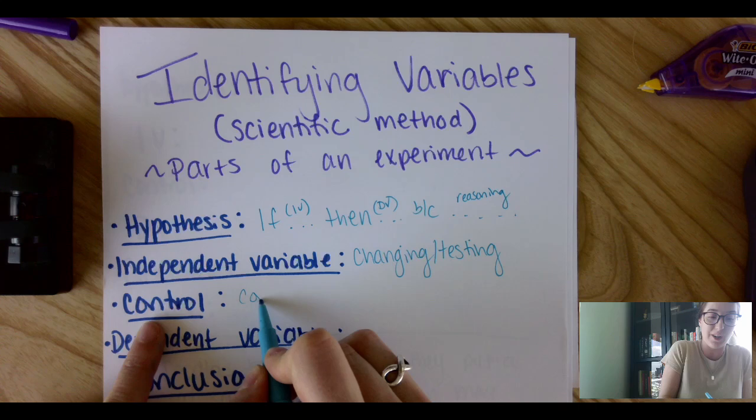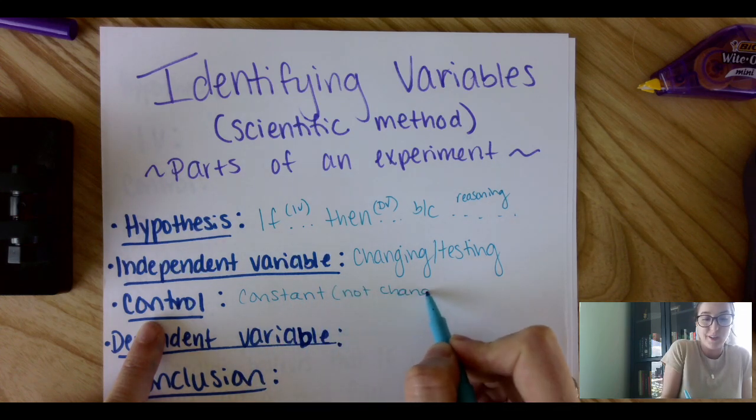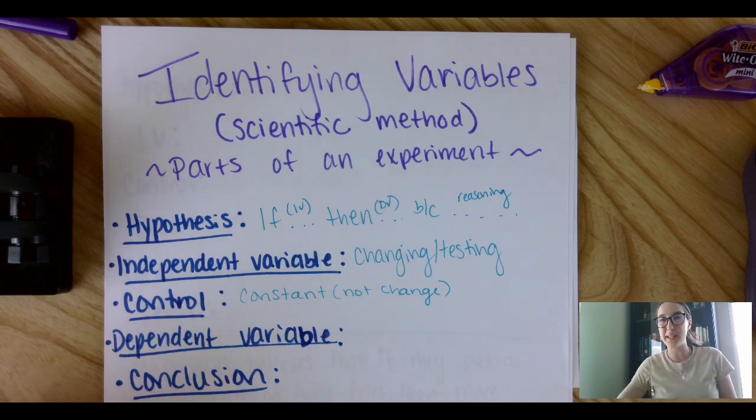The control is what you are not changing. So it's what's held constant, what you do not change. If you notice, I said I'm going to put 3 plants in a window with shade and 3 plants in a window with light. What was the same between both of those criteria? 3 plants. So that would be my constant.